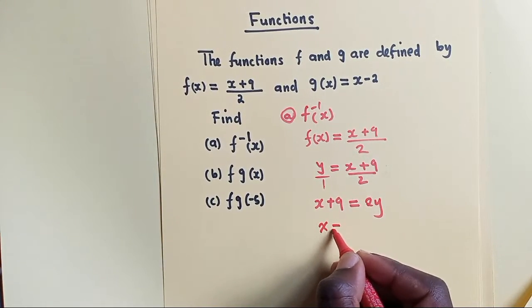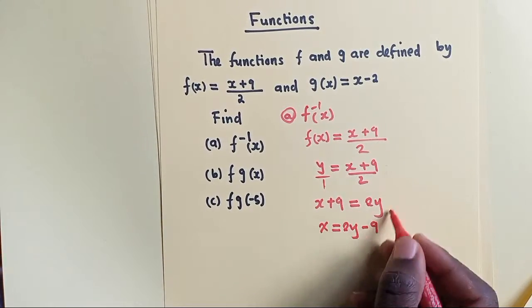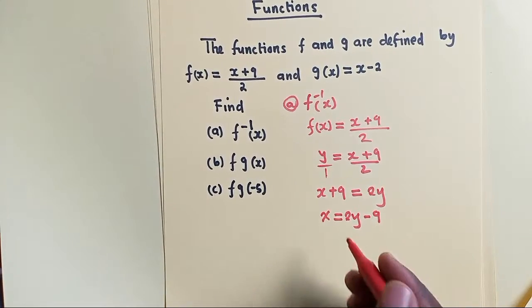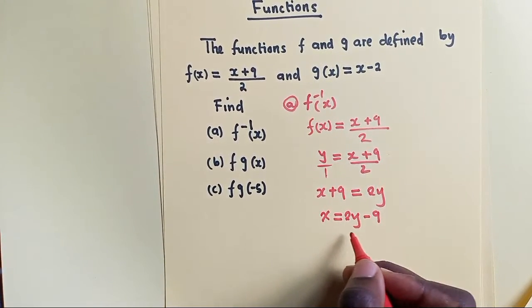So this x will be alone. And then y will cross the equal sign. 9 will cross the equal sign. It will be negative 9. And thereafter, when we're at this stage, it means we have found the inverse.